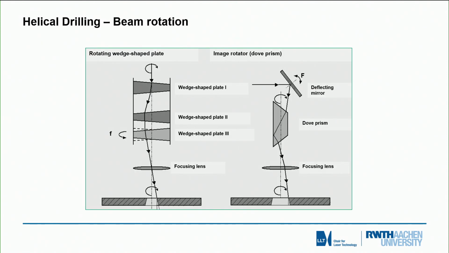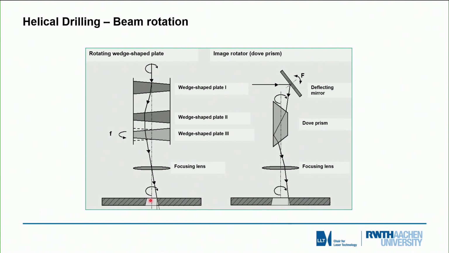How do we rotate this beam? This is seen in the schematic on this picture. On the left-hand side, we have a simple wedge which we use, which deflects the beam. So if we turn the wedge, we get a corresponding turning of the laser, however, maintaining the orientation radially symmetric to the process, which is what we want.